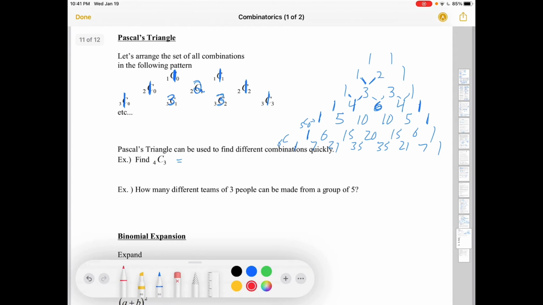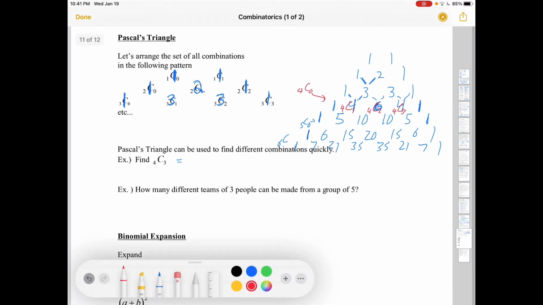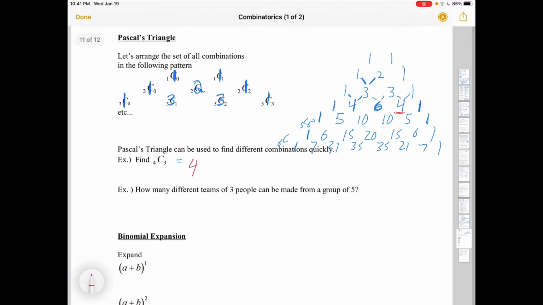We could say, go to the 4th row, this will be 4C0, and this will be 4C1 right here, and this will be 4C2, and this will be 4C3. It's actually the 4th member of that row, because we start at C0, but we can find it fairly easily. Okay, so 4C3 is going to be this number here. It's going to be 4.